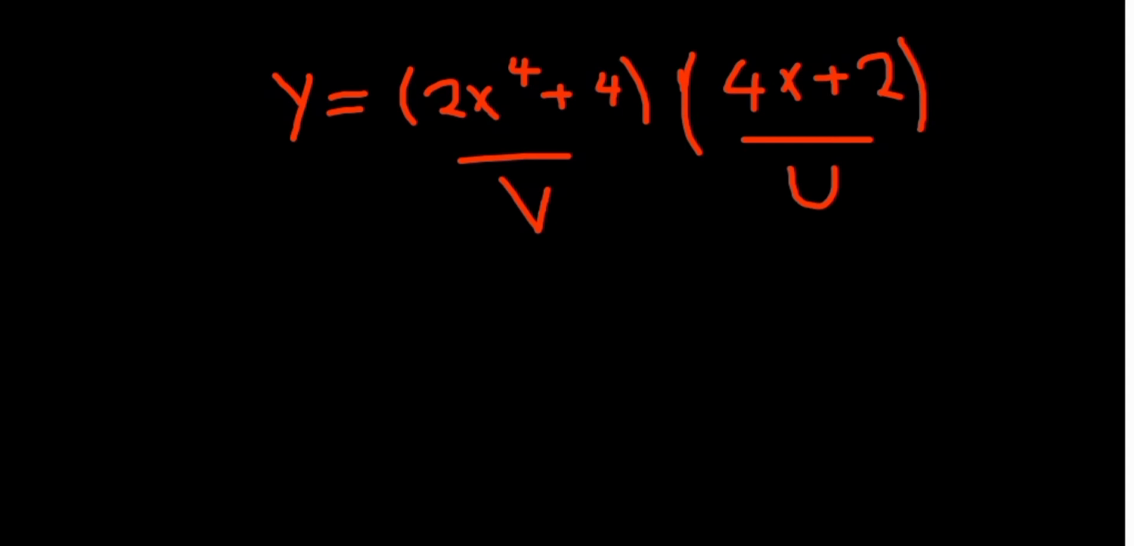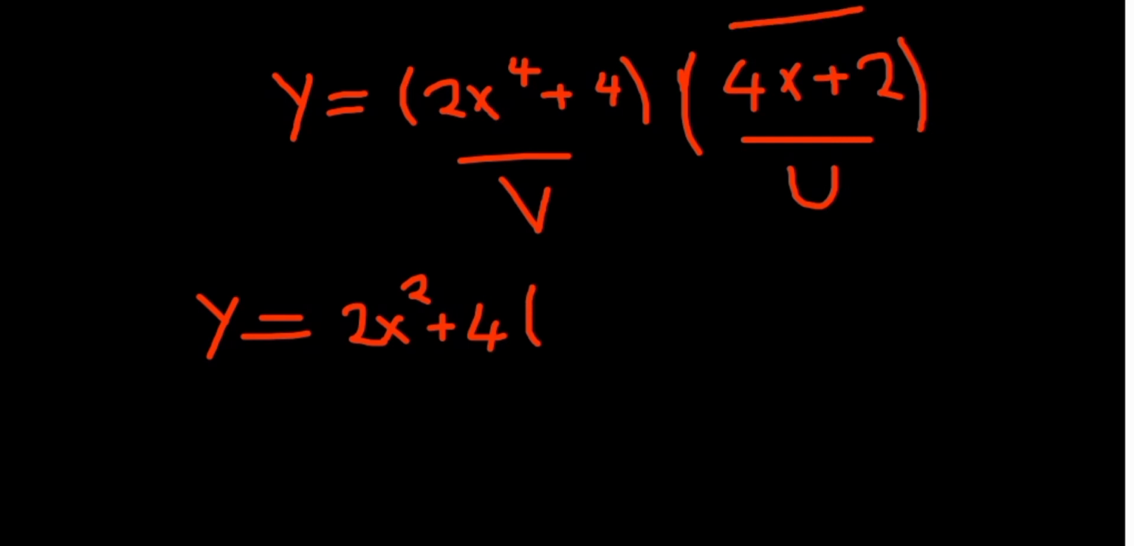According to the product rule, first of all, you're supposed to write your v. Our v is 2x squared plus 4. Then this should be multiplied with the differential of the other part, in this case 4x plus 2. So the dx of 4x plus 2 is going to be a 4, because when we differentiate this part it will be a 4. Then the differential of any constant is just a 0, so we don't write it.